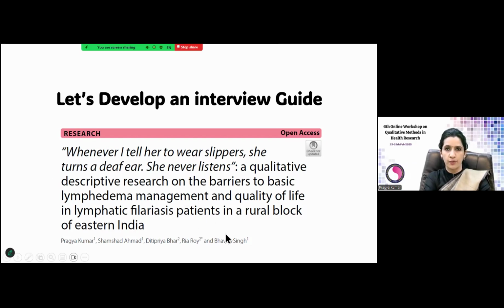Ria is also one of the facilitators, although I think today she got late. So she has done the analysis of this. Like, whenever I tell her to wear slippers, she turns a deaf ear.